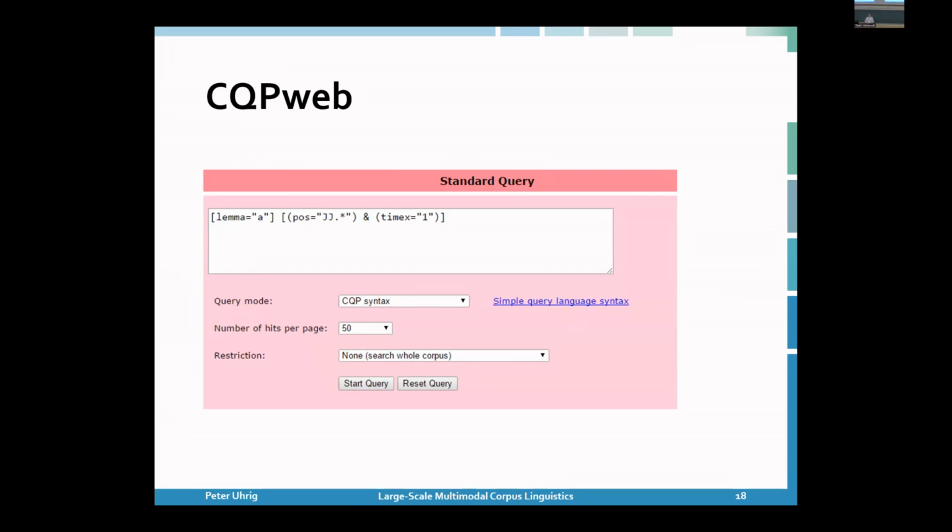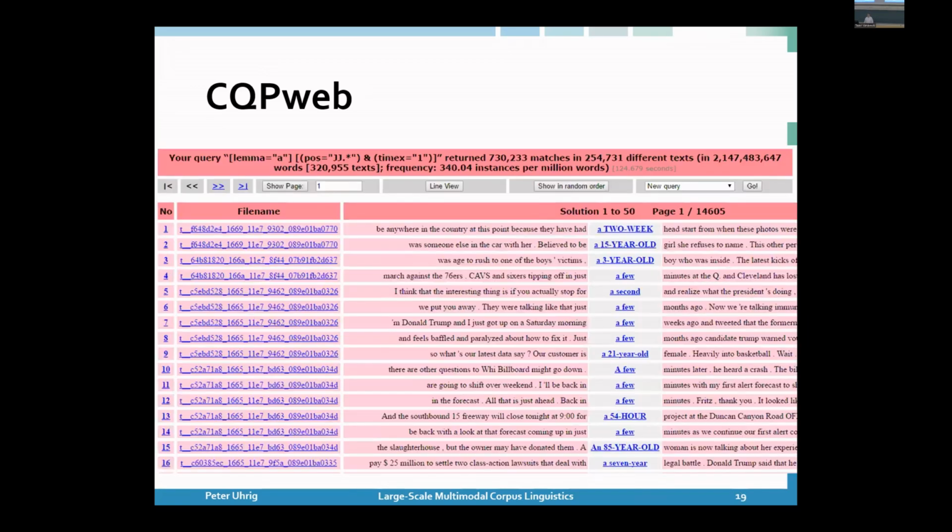You use a corpus manager, something like the Sketch Engine, or in our case, open source CQPweb. And we can run the same thing. And we say lemma A, and then part of speech adjective, and time expression equals 1, because in this particular case, we had people studying temporal expressions. So we had a tagger run on the data beforehand that tags time expressions. And if you do that, it also takes 2 minutes, but for 2 billion words.